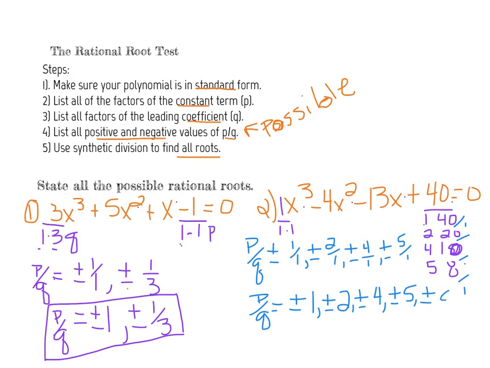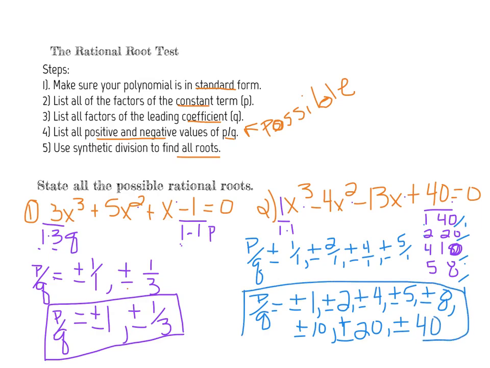plus or minus 8, plus or minus 10, plus or minus 20, and plus or minus 40. And these are all of our choices for our possible rational roots. That's a lot.